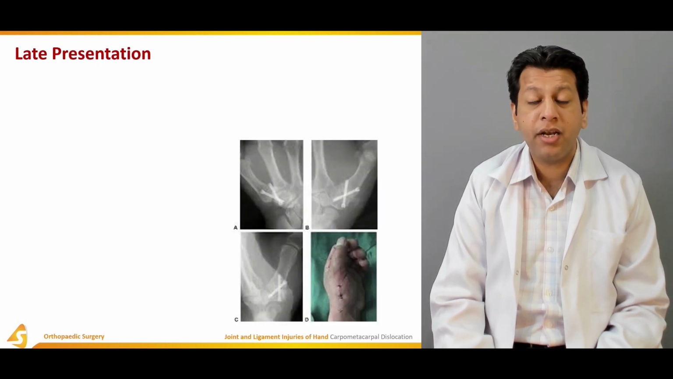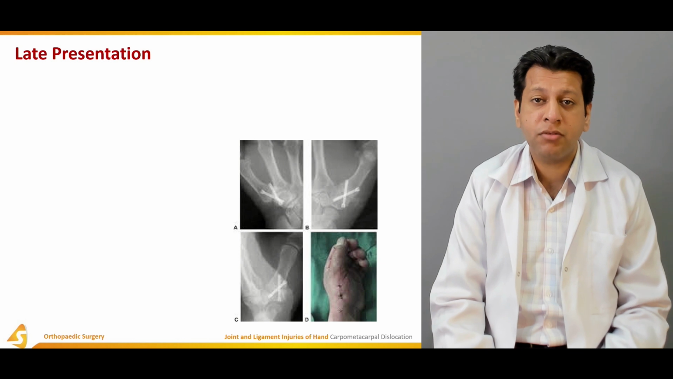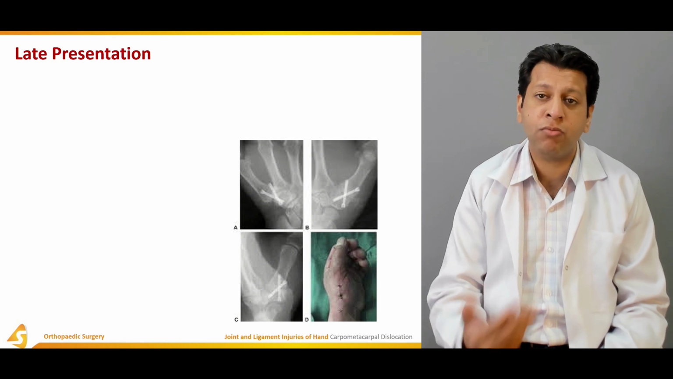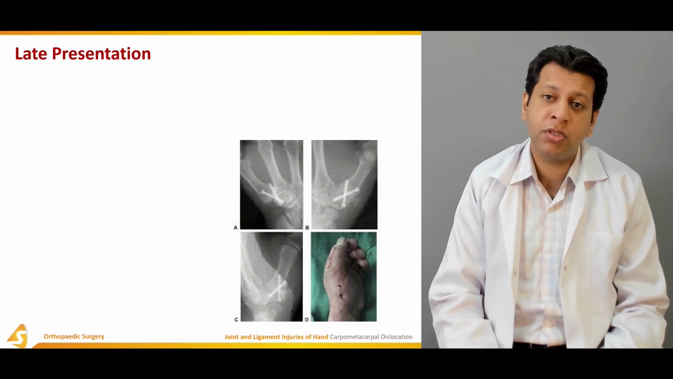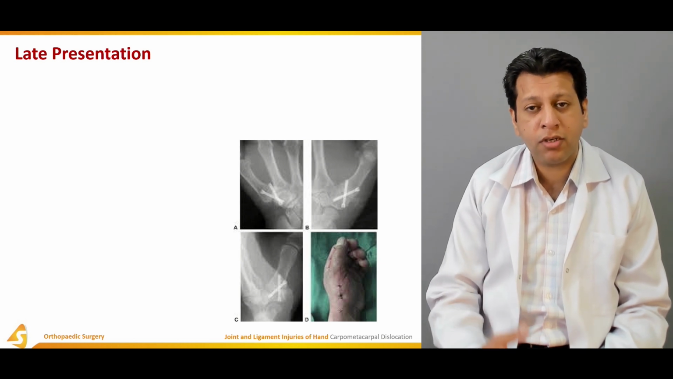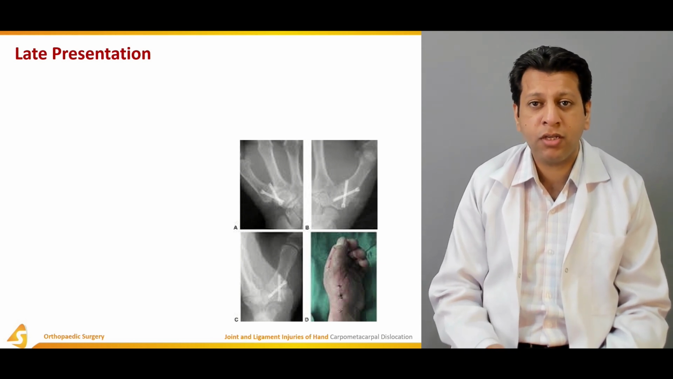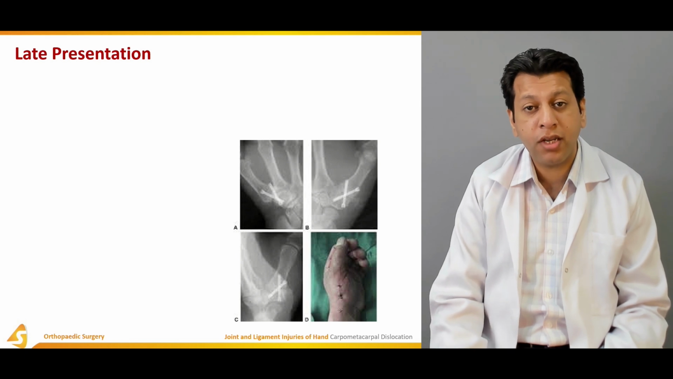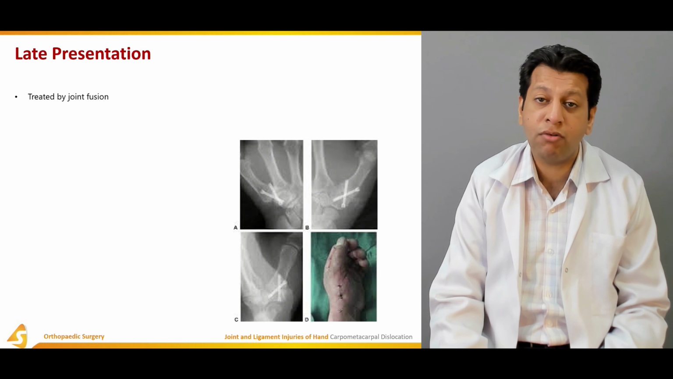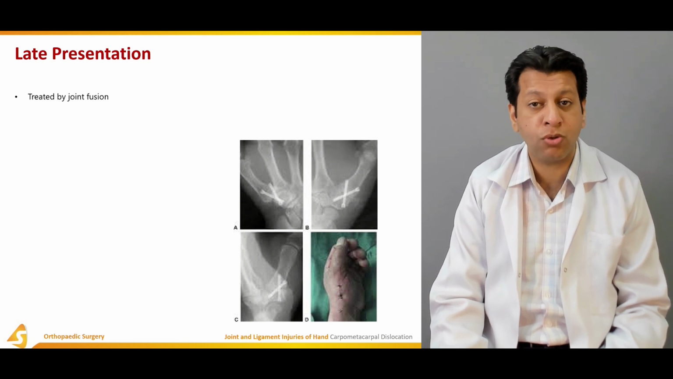Now, if there is a late presentation, usually if it's a missed injury or a subluxation injury, or the patient could not present on time because of polytrauma, say a head injury, and the patient was in a coma, and when the patient came out of the coma, she said yes, she's having pain over the finger area as well. That is when a late presentation comes, and it is usually treated by joint fusion, that is arthrodesis.